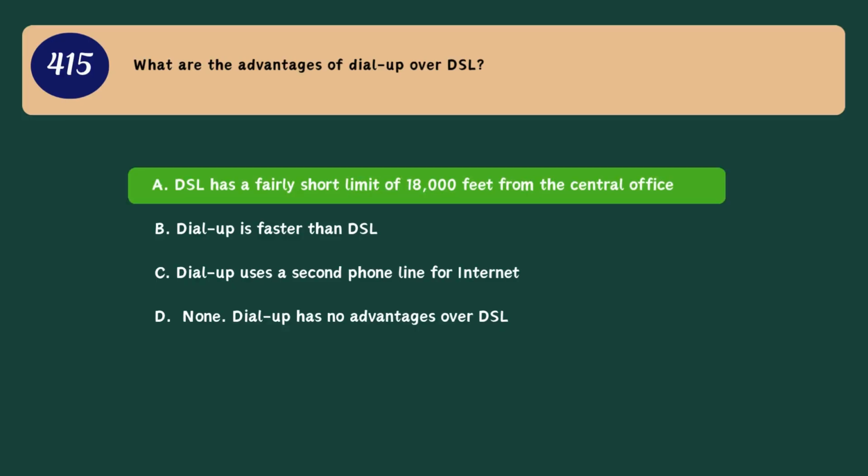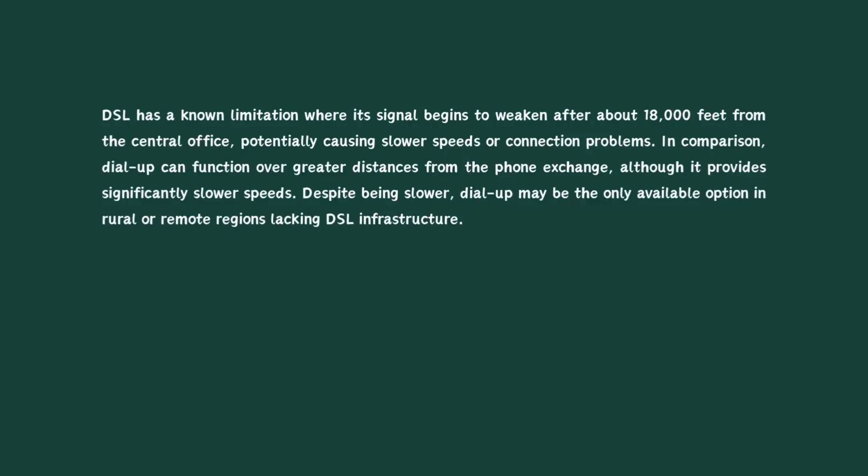Correct answer. A. DSL has a fairly short limit of 18,000 feet from the central office. DSL has a known limitation where its signal begins to weaken after about 18,000 feet from the central office, potentially causing slower speeds or connection problems. In comparison, dial-up can function over greater distances from the phone exchange, although it provides significantly slower speeds. Despite being slower, dial-up may be the only available option in rural or remote regions lacking DSL infrastructure.